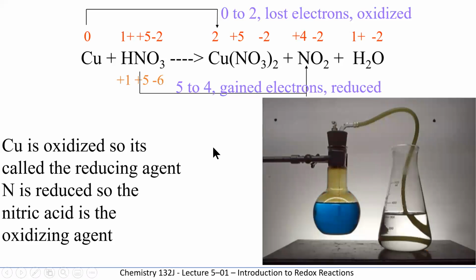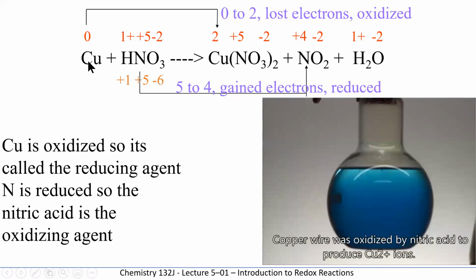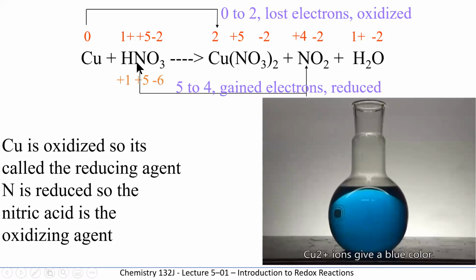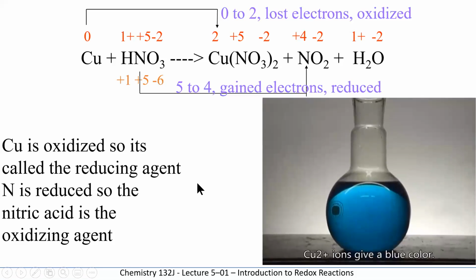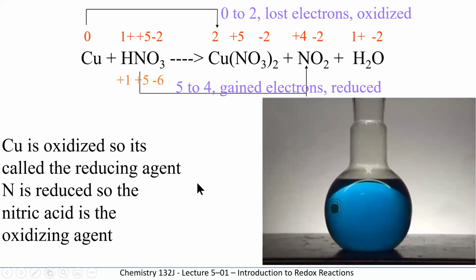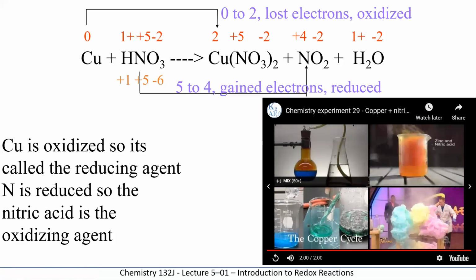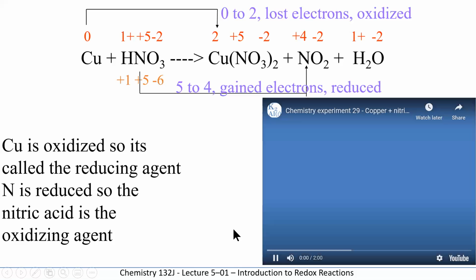Now, other terms we can use: if copper is being oxidized, we can call it the reducing agent. And if the nitrogen in the nitric acid is being reduced, we can say the nitric acid is the oxidizing agent. So nitric acid is a powerful oxidizing agent in this context. All right, so let's move to the next slide here.